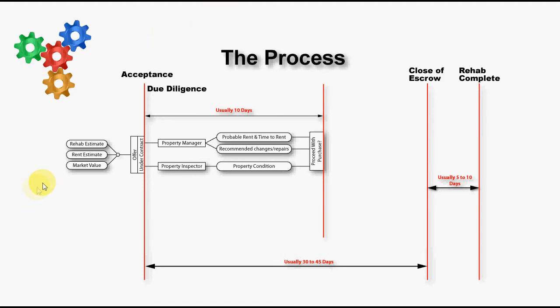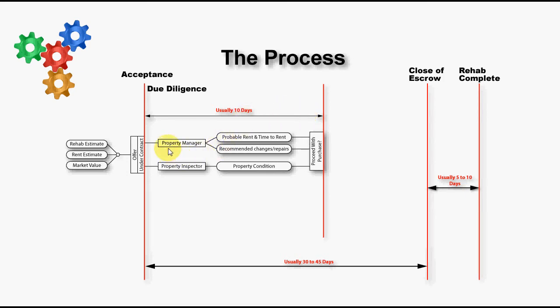Based on things like rehab costs, rent estimates, time to rent, market value, and so forth, you would have selected one or more properties. An offer is then made using a standardized form. Las Vegas is very well organized in terms of their contracts, and everyone uses the same documents. Once it's under contract, usually then a 10-day due diligence period starts. During the 10-day due diligence period, you, the buyer, can cancel the contract for any reason.